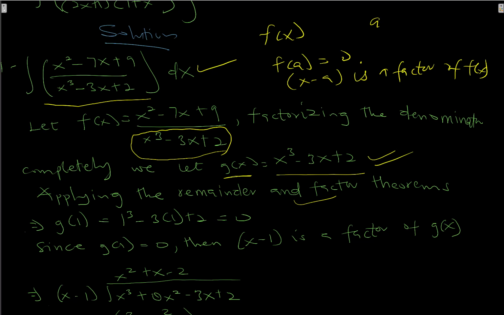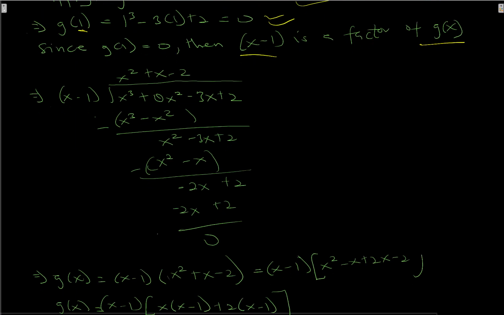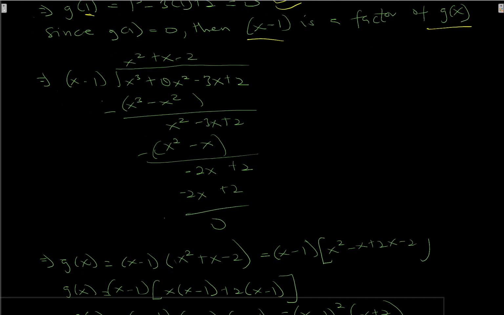So we assume a value such that when we substitute it into g of x, we get 0. First of all, let's choose 1. When we substitute 1 into g of x, you get 0. It means that x minus 1 is what? A factor of g of x. Then we proceed by dividing our g of x by the factor of g of x, which is x minus 1. And you go through this process.